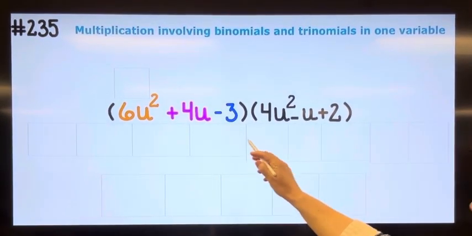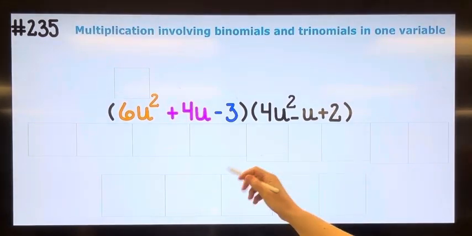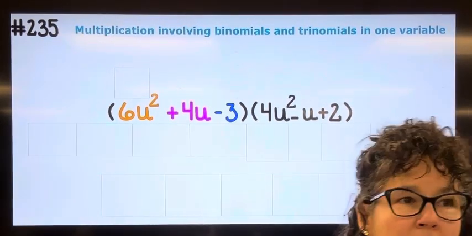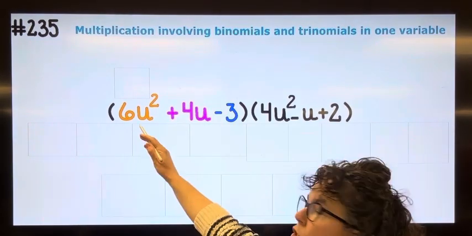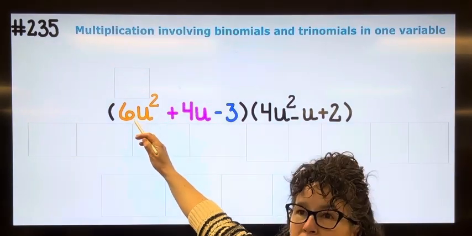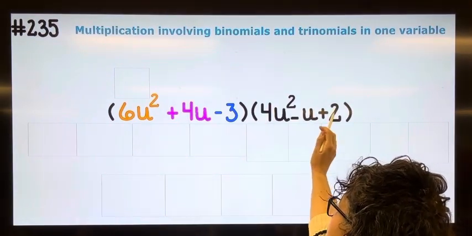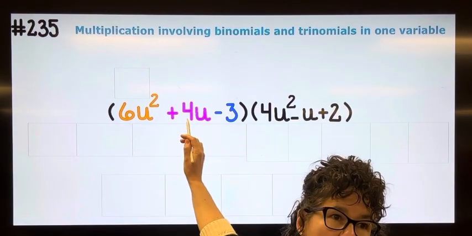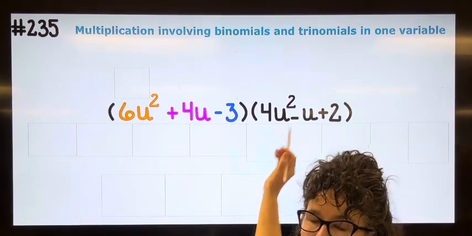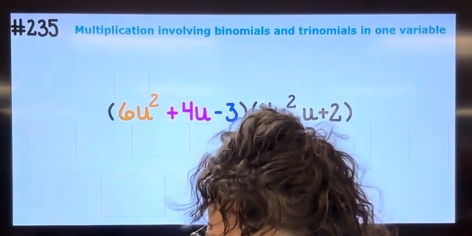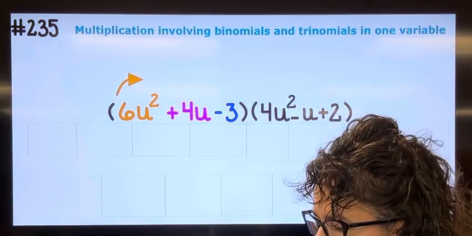In this first example, we want to multiply 3 terms times 3 terms. So a trinomial times a trinomial. I've color-coded these first 3 because what you want to do is take this first one in orange and multiply it times each one of these, and then the pink one times each one of these, and the blue one times each one of these. So let's distribute this one through.